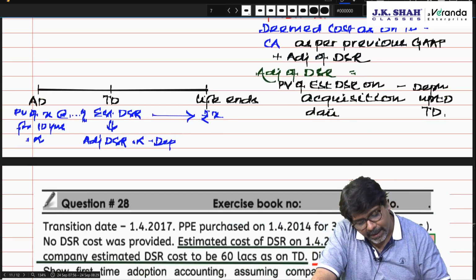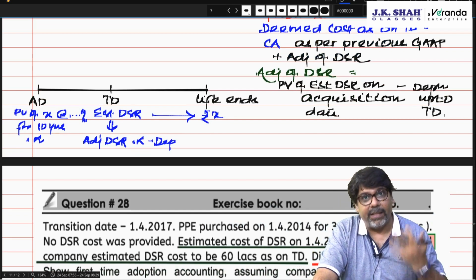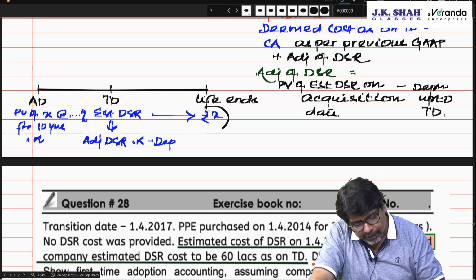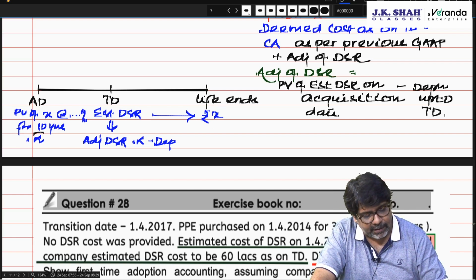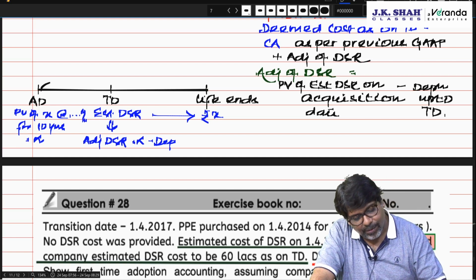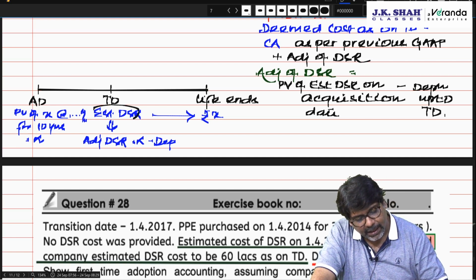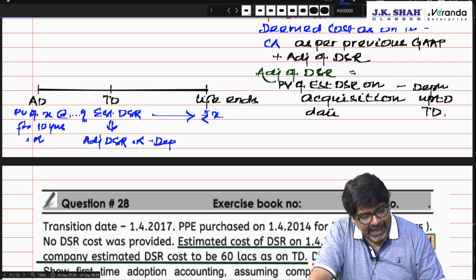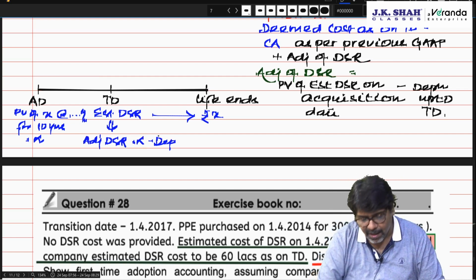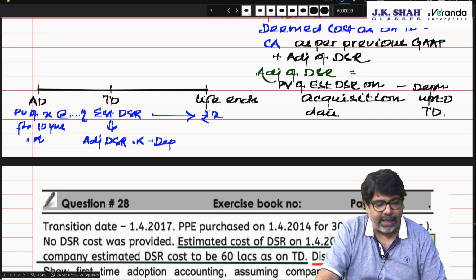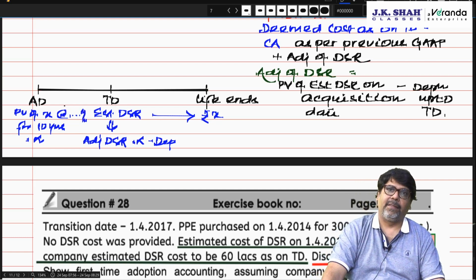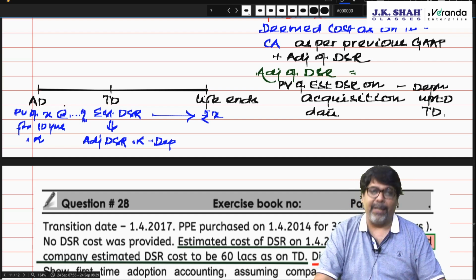We have to estimate what it will be at the end of life, because there was no DSR earlier. So we assumed X. Present value of X at the rate of whatever percentage for 10 years, say suppose alpha. Then you go on depreciating it. That is the estimated DSR. Adjustment of DSR is equal to alpha minus depreciation. Am I clear? Yes, no. But the rate which you are taking, that you will take as on the transition date. So I assume, I'll tell you.